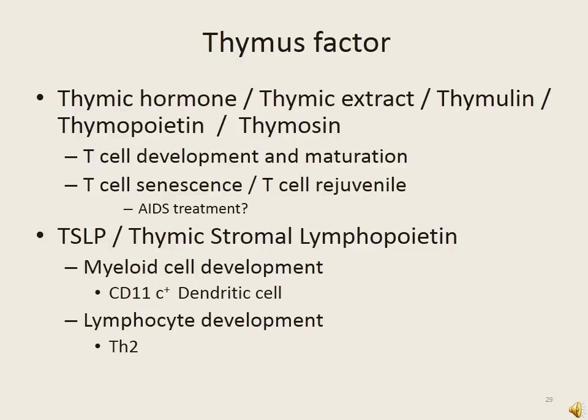This slide shows you that the thymus gland can produce substances that at first they called the thymus factor, and later they called thymic hormone, or thymic extract, thymulin, thymopoietin, thymosin. These are substances produced by or found in the thymus gland, and the effect of these substances is mainly on T cell development and maturation.